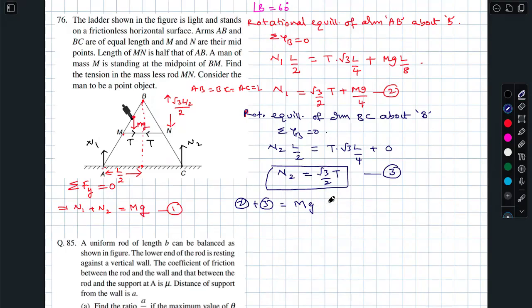mg is equal to root 3 T by 2, which becomes root 3 T plus mg by 4. This will become root 3 T is 3 mg by 4, which implies tension is root 3 mg by 4. A very famous model, right?